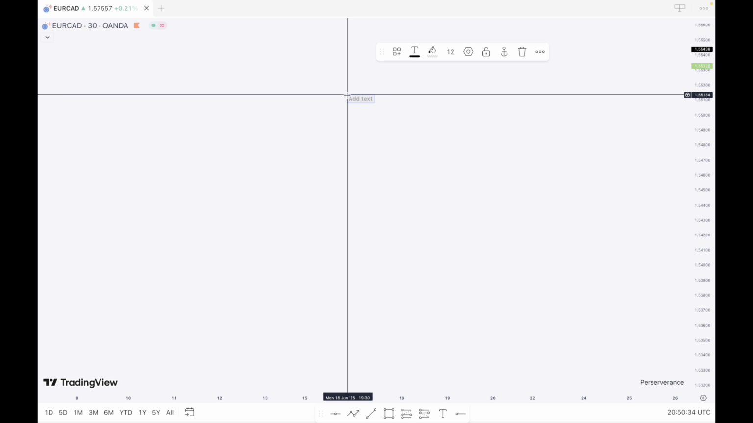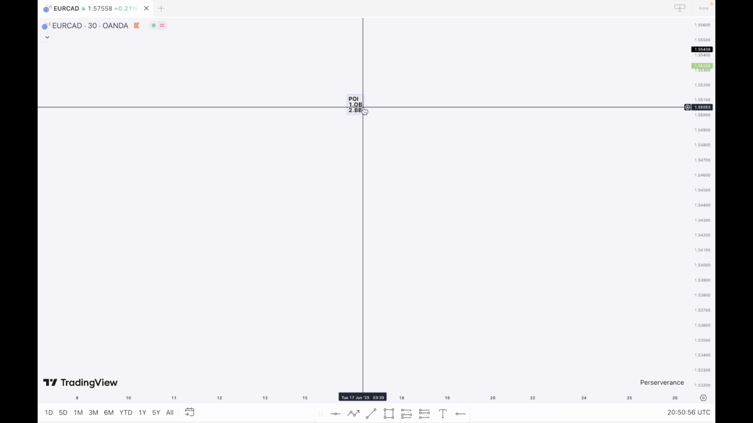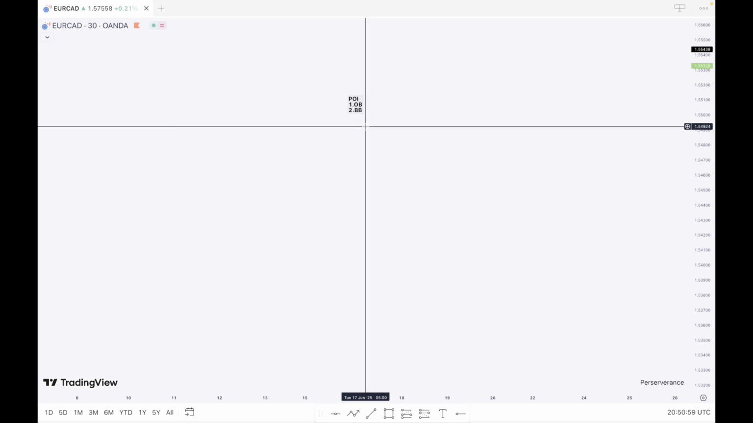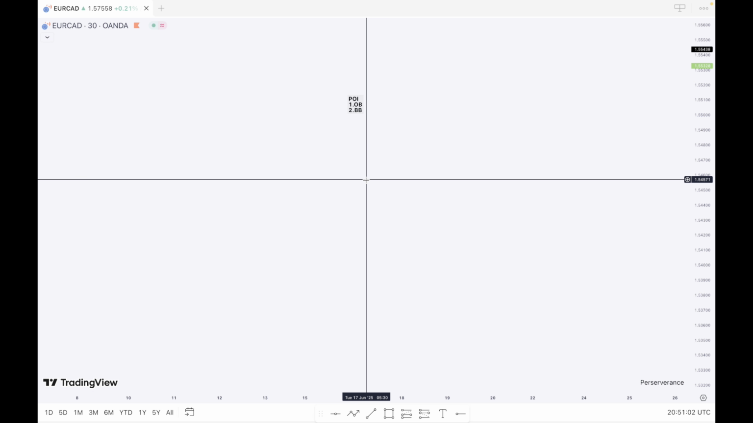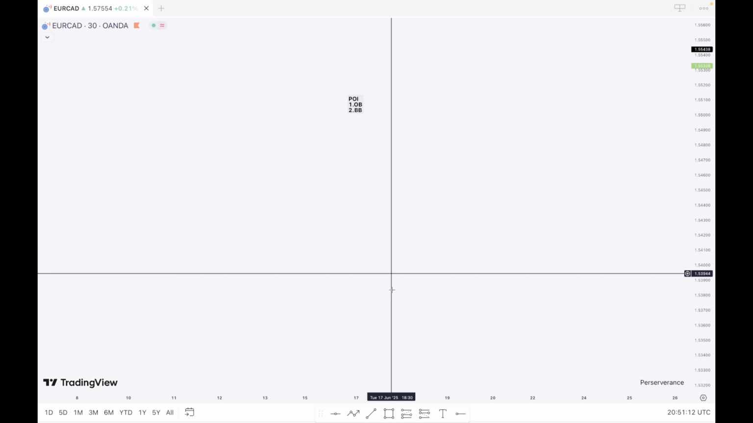So we all know what POI is, right? Now for my entry, I mainly use two types of POI to take my trade. The first one is an order block. The second one is a breaker block. Now, a lot of us already know what an order block is. An order block is the last bearish candle in a bullish market, and also the last bullish candle in a bearish market. Now, a breaker block is a failed order block.